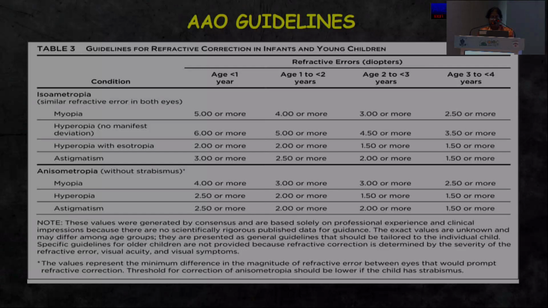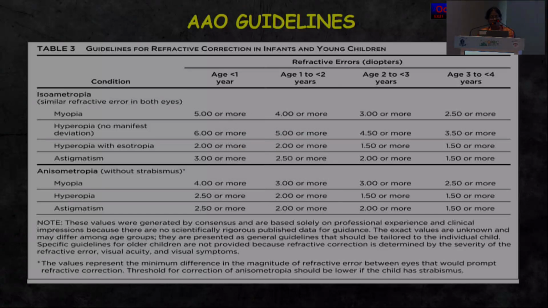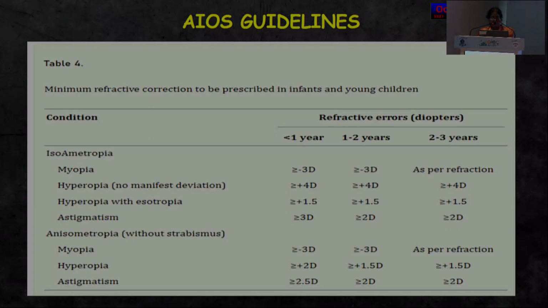For a child of less than 2 years of age, a myopic child, you need to prescribe if it is isometropia of more than 4. But the same kid, if the child has anisometropia, one has to prescribe if it is 3 or more. So the threshold is lower when it comes to anisometropia, because it is the most common type that can lead to amblyopia. Another thing is AIOS guidelines.